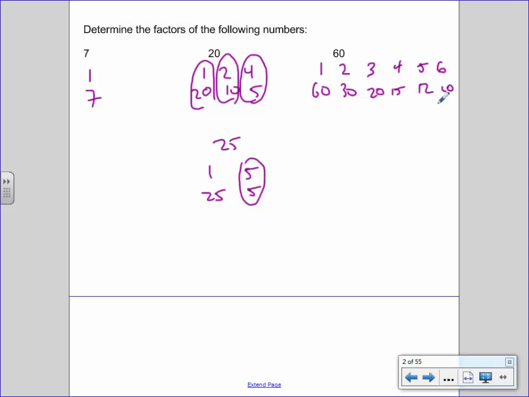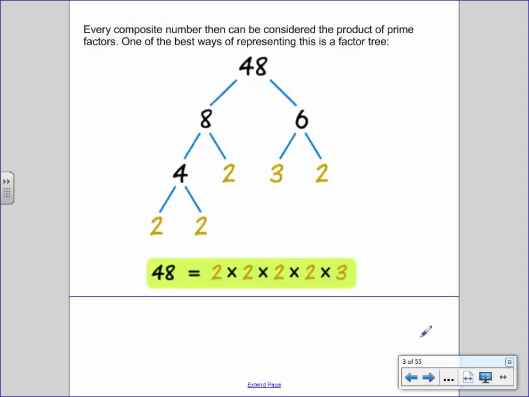So, quick question. Is this something you guys can more or less do? You guys feel comfortable with that? This was not meant to be major review, but our goal is to be able to find factors. And I need you guys to be able to do basic multiplication and division in your head to be good at this.